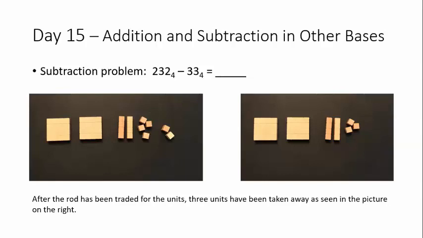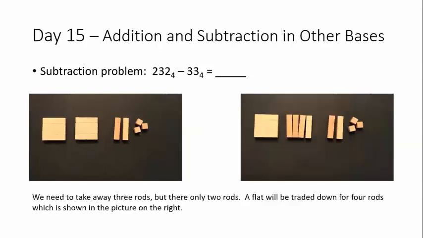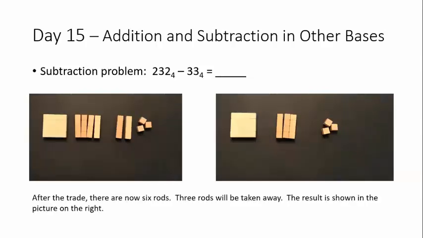1 flat will be traded down for 4 rods. You'll notice in the picture on the right that I have made the trade. I now have 6 rods, and I can take away 3. In the picture on the right, you'll notice that I have taken away 3 rods. The difference is left. I have 1 flat, 3 rods, and 3 units. The difference is 133 base 4.